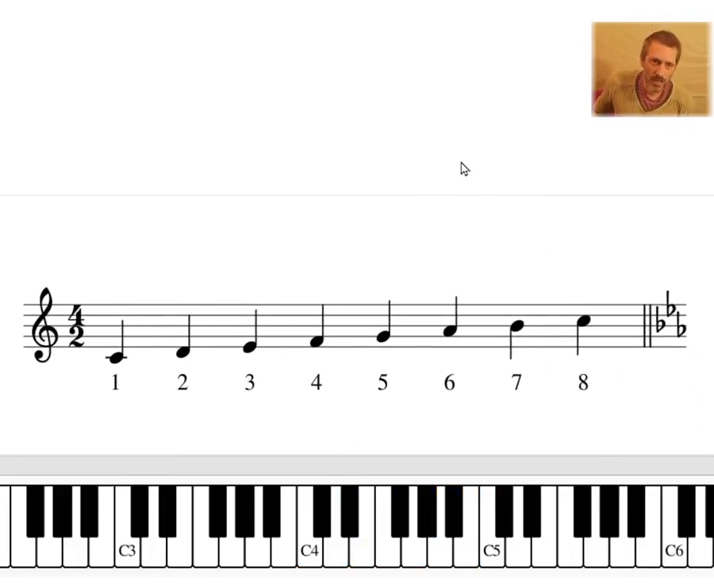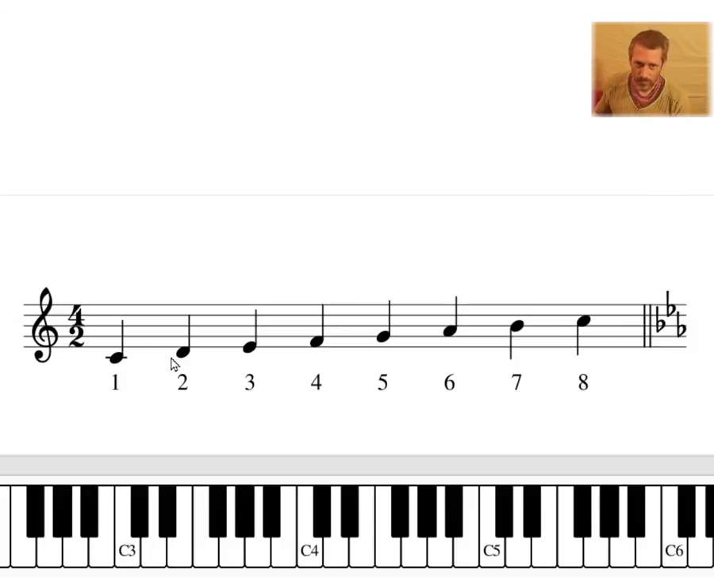Right. So, the distance from C to D is a second. The distance from C to E is a third. Fourth, fifth, sixth, seventh, and eighth we call an octave. But same thing. So that's very straightforward. But obviously we're missing out any accidentals or anything else. So we need to be a little bit more specific.